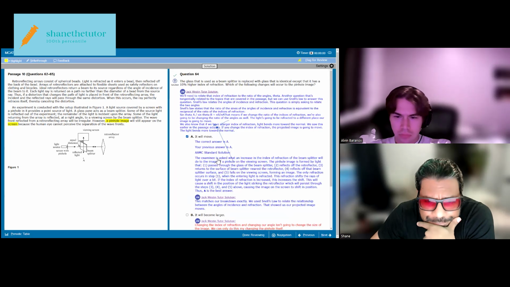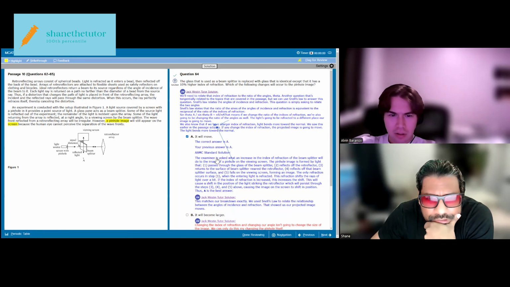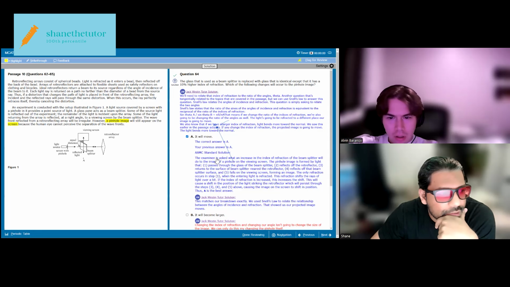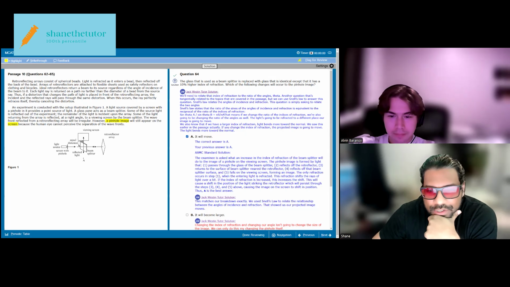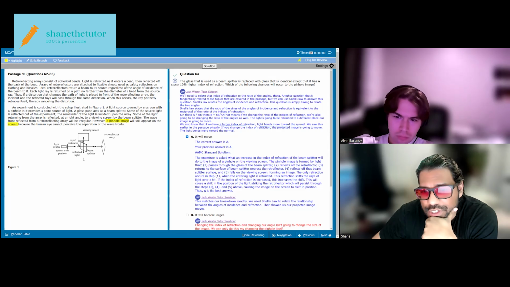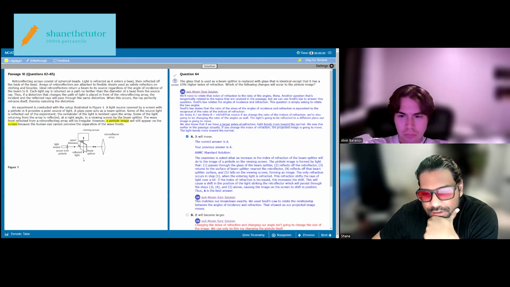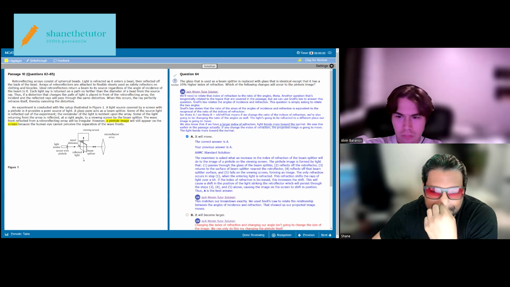Okay. No, yeah, I guessed on this. I don't know why it says I got it right, but okay. Oh yeah, so they're saying that with a larger index of refraction, light bends more toward the normal. If you change that, yes, pretty much.